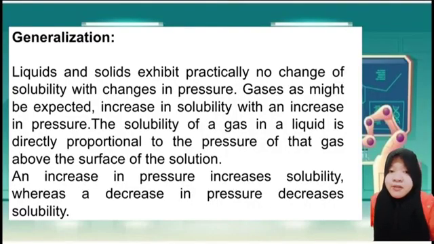And for the generalization, liquids and solids exhibit practically no change of solubility with changes in pressure. Gases, as might be expected, increase in solubility with an increase in pressure. The solubility of a gas in a liquid is directly proportional to the pressure of the gas above the surface of the solution. An increase in pressure increases solubility, whereas a decrease in pressure decreases solubility.